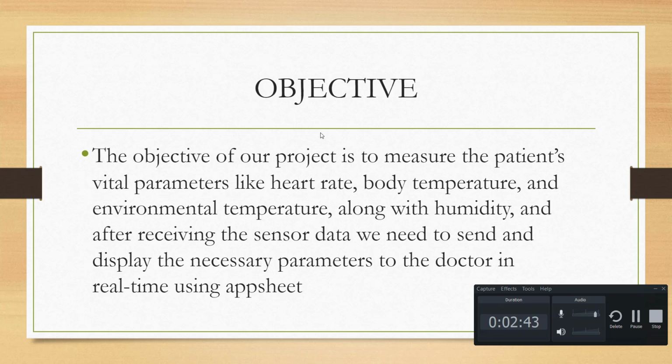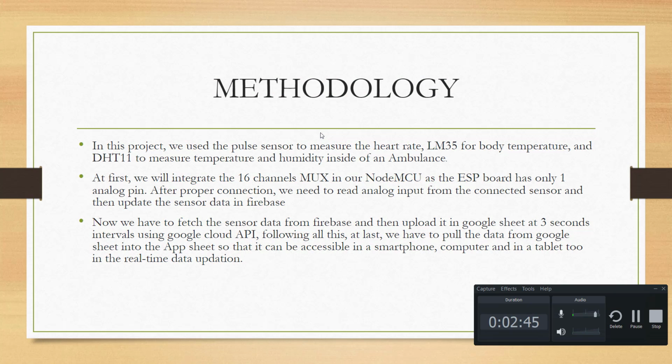Coming to the methodology, in this project we use the pulse sensor to measure the heart rate, LM35 for body temperature, and DHT11 to measure temperature and humidity inside the ambulance. At first, the process is as follows. We will integrate the 16 channel MUX with our NodeMCU, as the ESP board has only one analog pin.